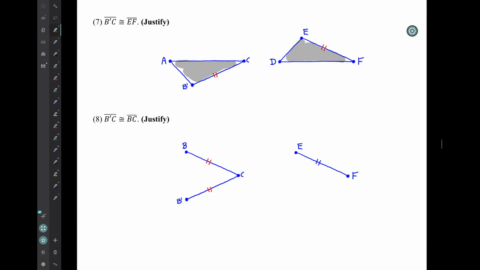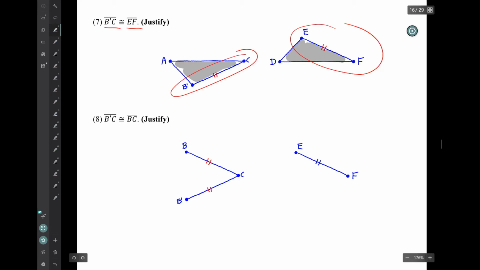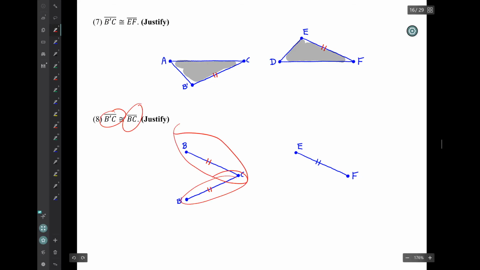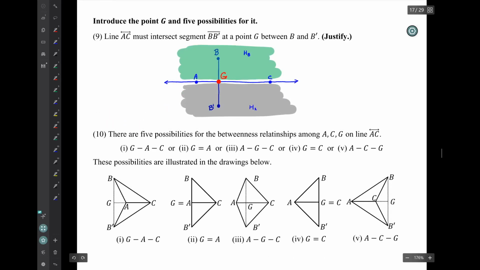Statement 7 says that segment B prime C is congruent to segment EF, illustrated here. And statement 8 says that segment B prime C is congruent to segment BC, illustrated here. Statement 9 says that line AC must intersect segment BB prime at a point G that's between B and B prime. Here's an illustration. You'll justify this in your homework. Now notice that I've drawn G between A and C, but we don't actually know that that's where G is.